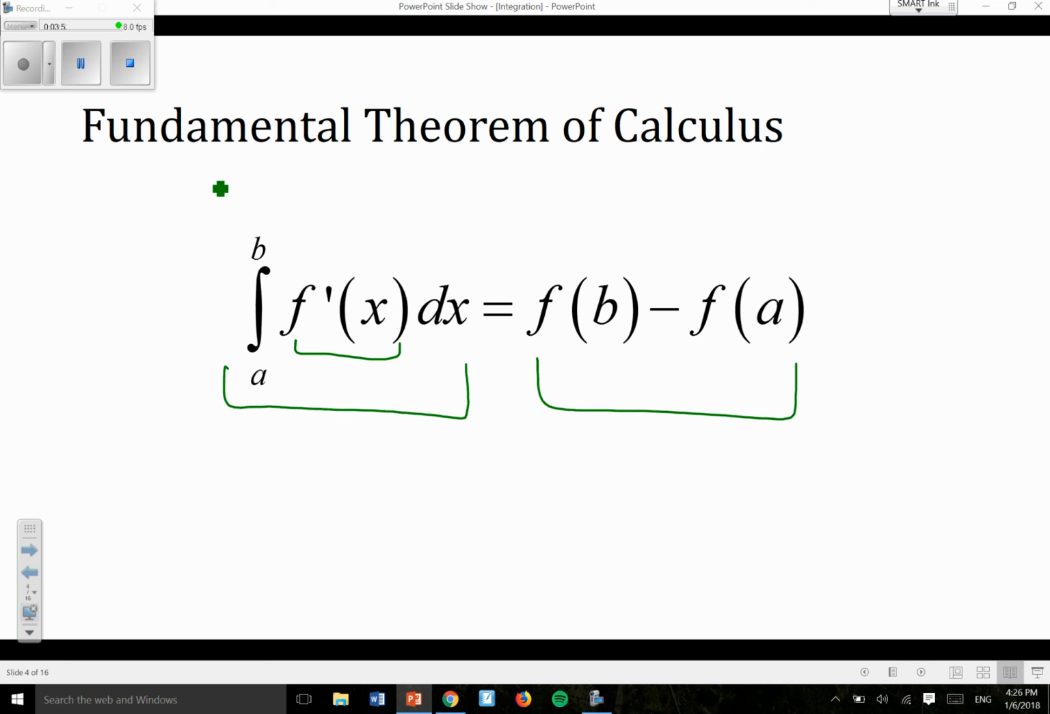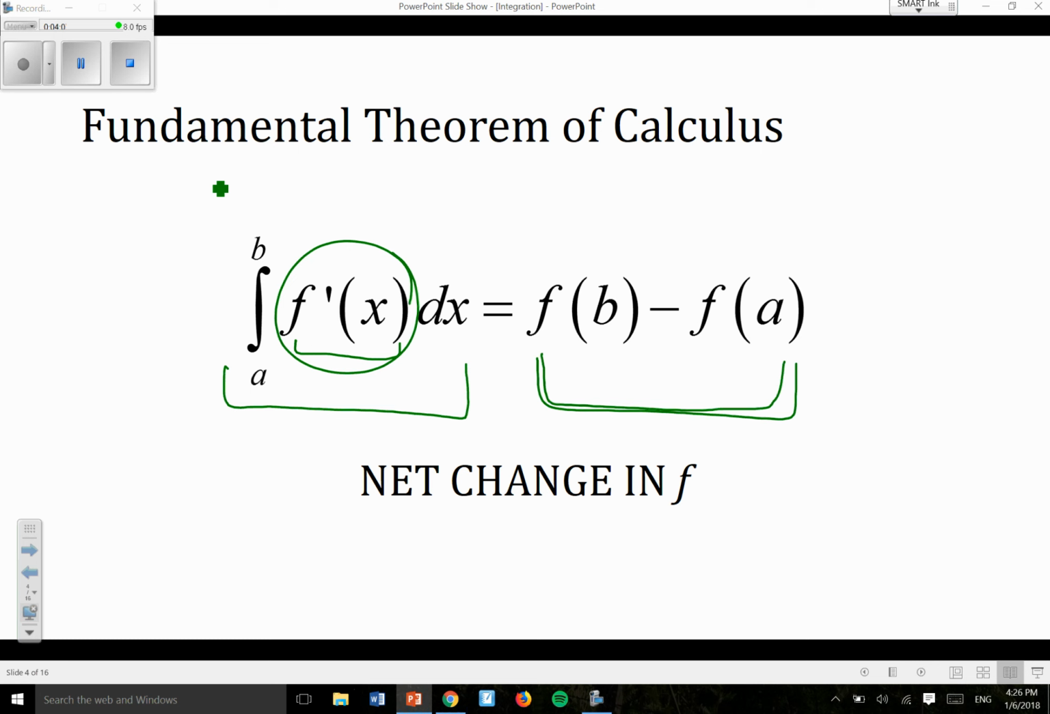It is also really, really important that you realize that this tells me the net change in my function f. If I integrate the rate of change of f prime, the rate of change of f, I get f of b minus f of a. That tells me my function value at b. I subtract off where it was at a, and I get the net change of my function from a to b. That's a point that we will come back to later.